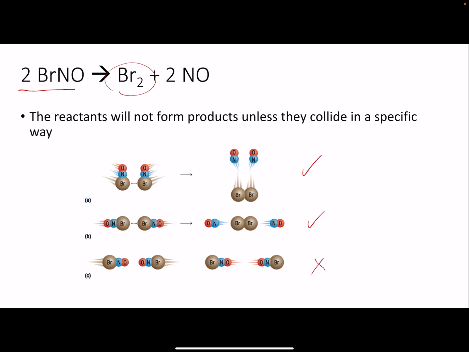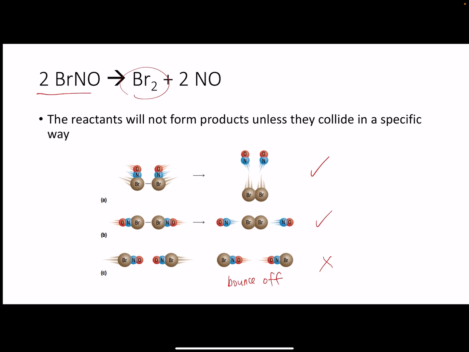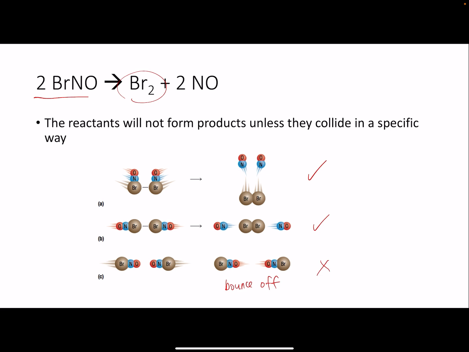This is not a successful collision in part C because the oxygens hit each other. So what we're being told here is that no reaction will happen and the molecules just bounce off of each other. That would be called an unsuccessful collision. So the orientation just tells us which atoms need to hit each other for the reaction to happen.